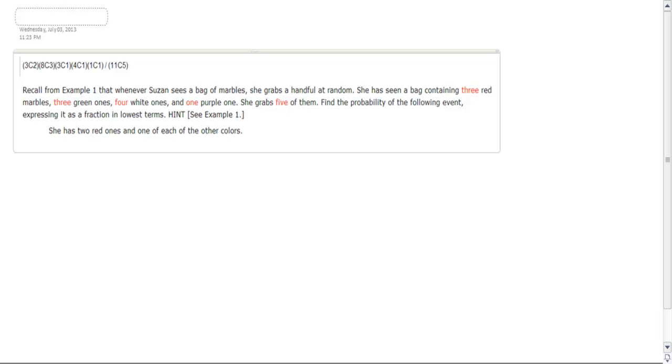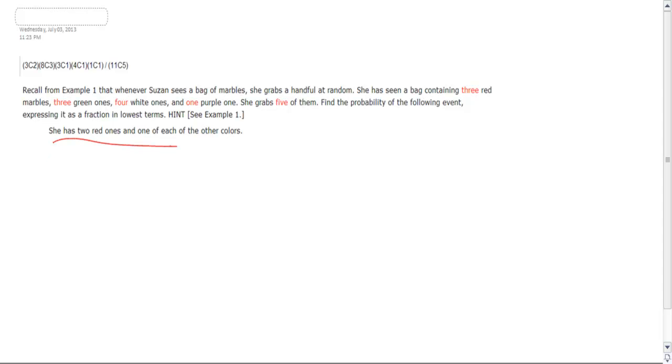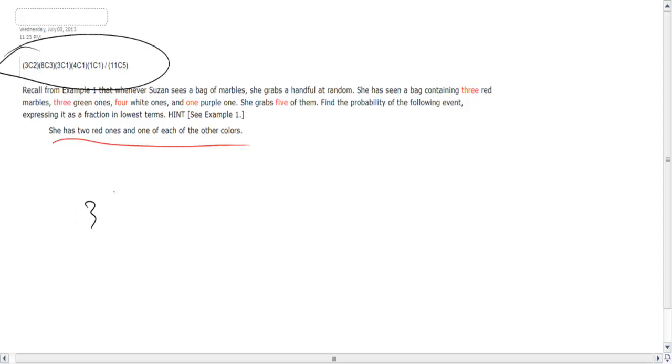Okay, so we're looking at this problem where Susan's going to pull 5 marbles out of a bag, and they want to know the probability that she has 2 red ones and one of each of the other colors. So your work is right up here, and I want to say your first part's right. The 3 choose 2, or 3 combinations of 2, is saying out of the 3 reds, she needs 2. So there you go. That part's perfect.